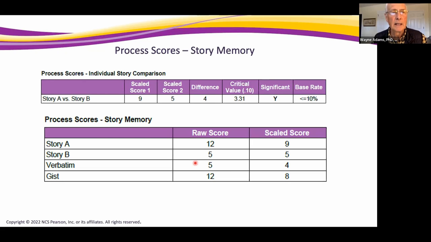Okay, again, we have story A versus story B analysis. A is a little simpler than B, both in terms of length and sentence length, and vocabulary. The scaled score for A is, in fact, significantly stronger than for B, again being compared to their age group. So there is a decrement in performance there.